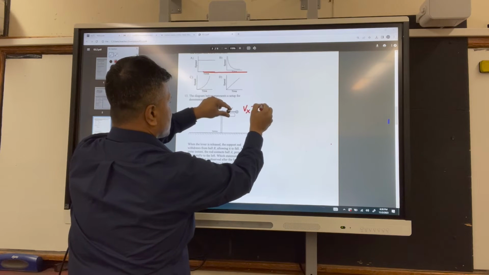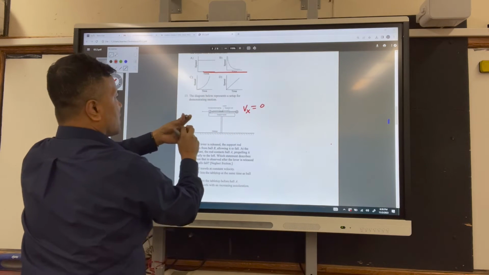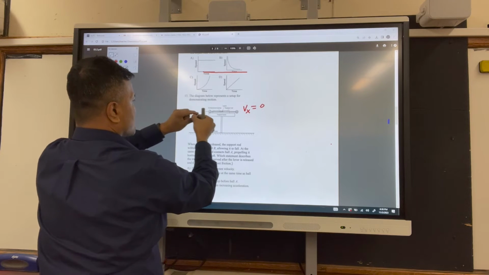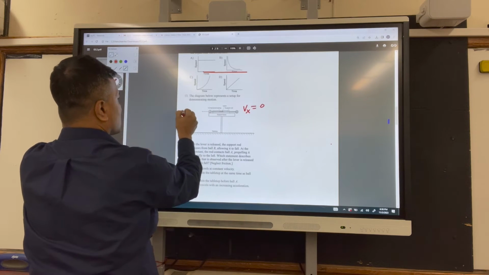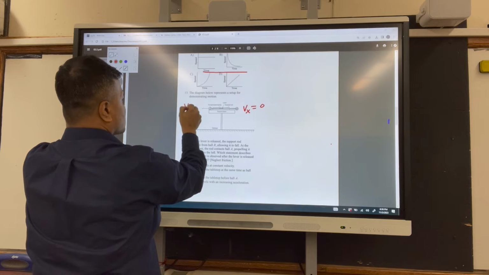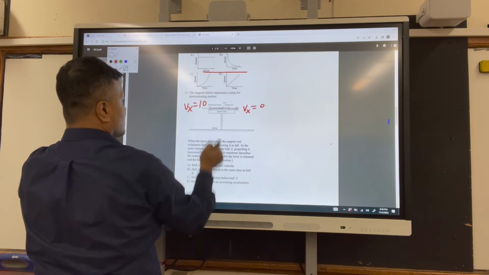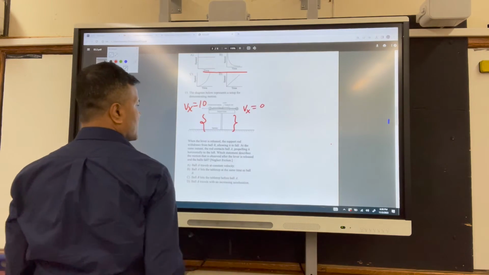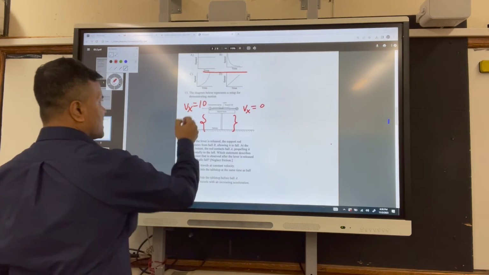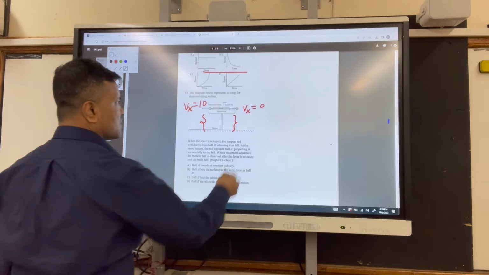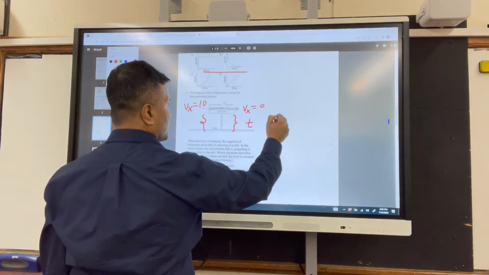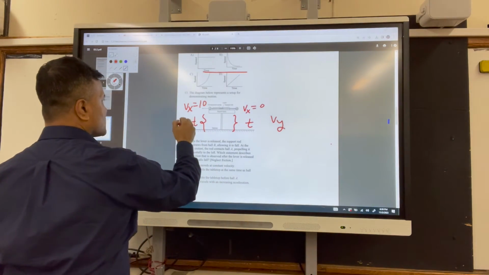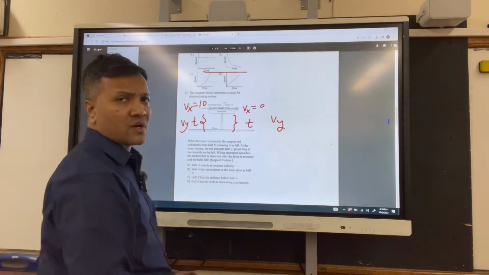So Vx is 0. This one rolls and drops. This one, let's say Vx is 10. Which one will touch the ground faster? Well, they both touch the ground at the same time. Vx doesn't matter. T is only influenced by Vy, not the Vx.